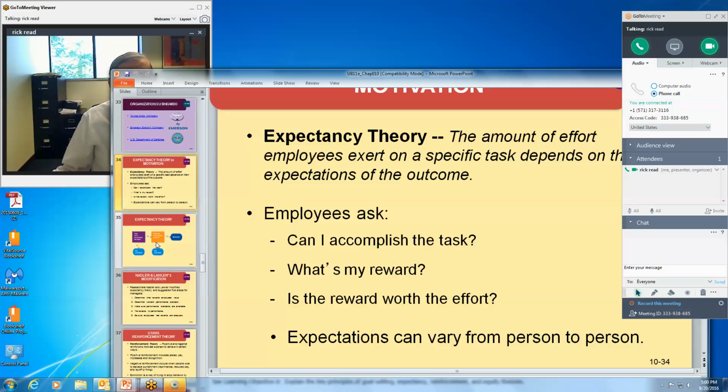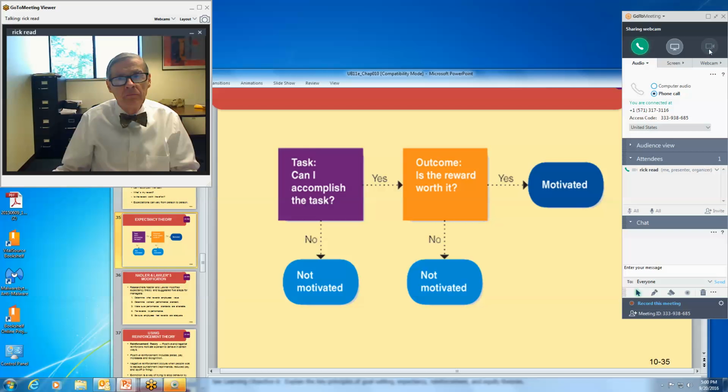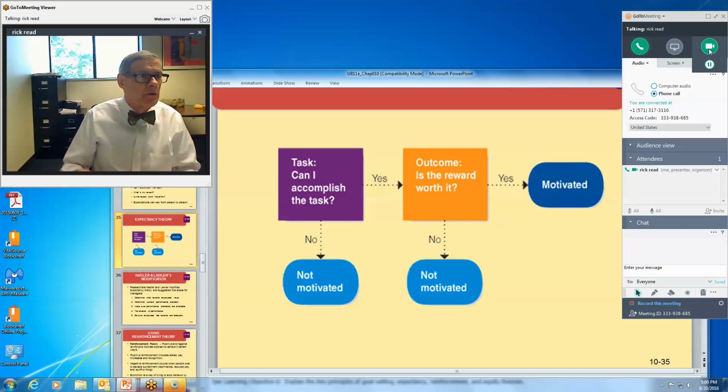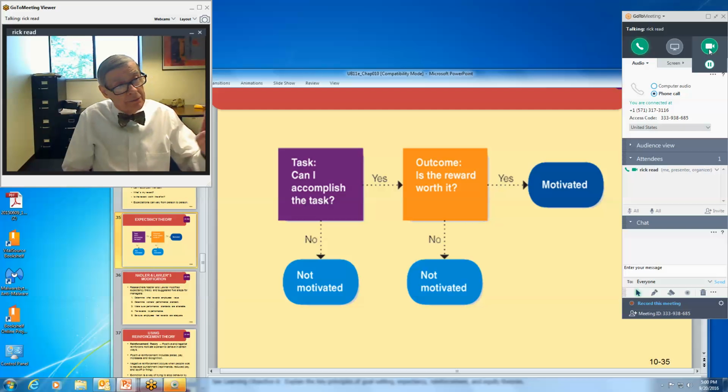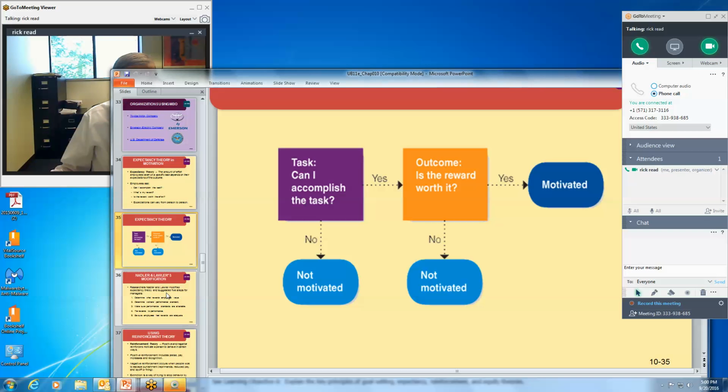So here's the slide that we want you to look at. An employee says, can I do this, as we mentioned before? And if he or she says, I can't, motivation is not there. If the employee says, yes, I can, then he or she says, is the reward commensurate with what I have to do? And if it's no, again, not motivated. If the answer is yes, then it is motivated.